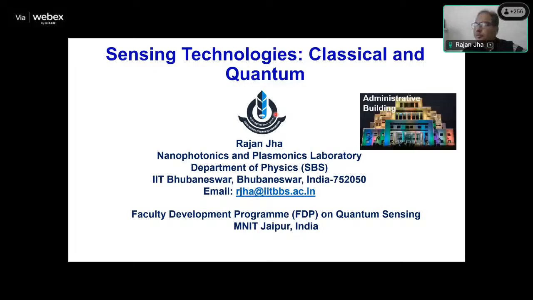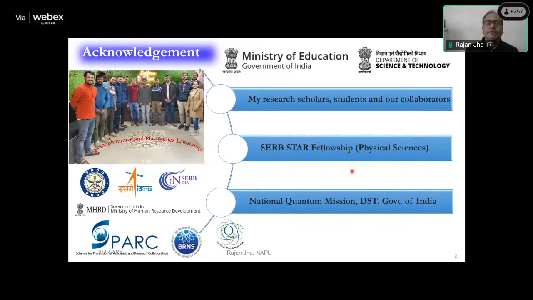But before I proceed further, I would just like to invite all of you to visit our campus in Bhubaneswar. This is the main administrative building that we have. Whatever we do in our group is credit to all these people who are standing here. These are all my research scholars and postdocs.